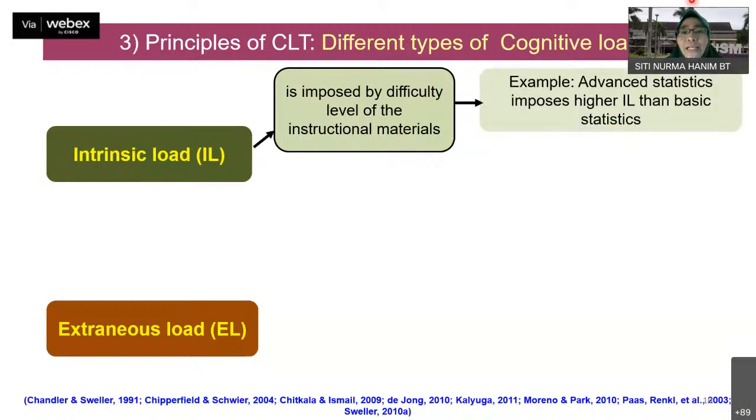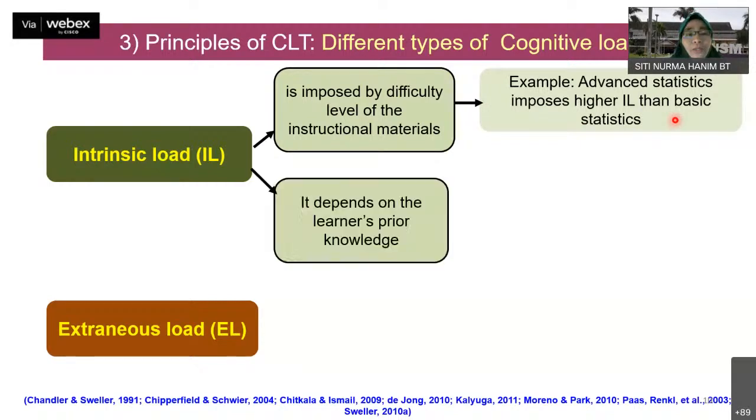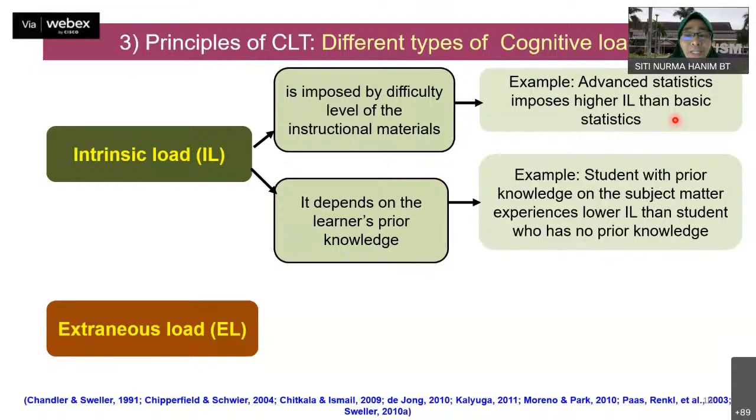For example, if it is difficult, it is high cognitive load, high intrinsic load. If it is less difficult, low intrinsic load. So for example, I'm using statistics here. Advanced statistics imposes higher intrinsic load than basic statistics. Number two, intrinsic load also depends on the learner's prior knowledge. Remember the prior knowledge. When the schema has already been transferred to long-term memory, then it becomes prior knowledge. So a student with prior knowledge of the subject matter experiences lower intrinsic load than a student who has no prior knowledge.